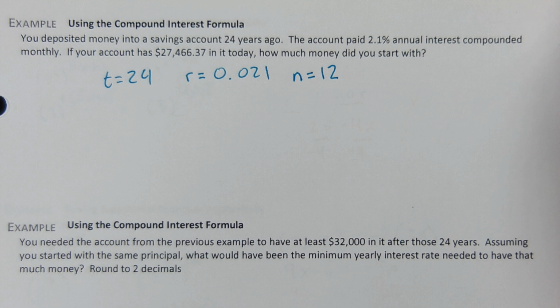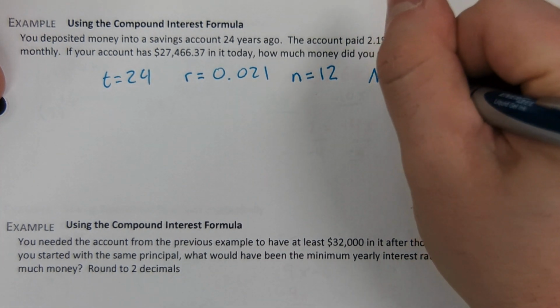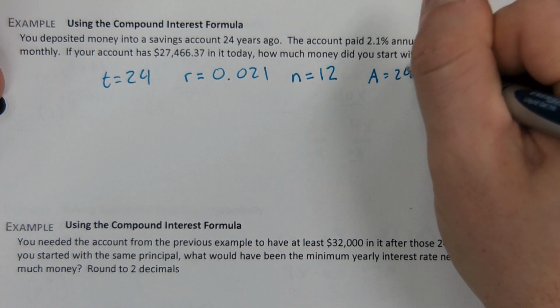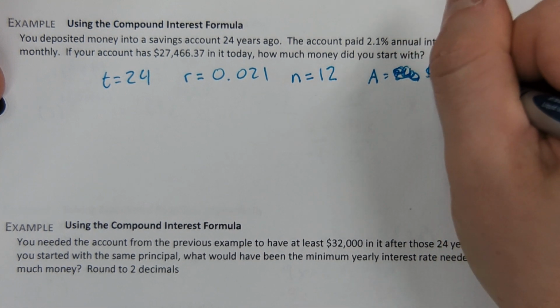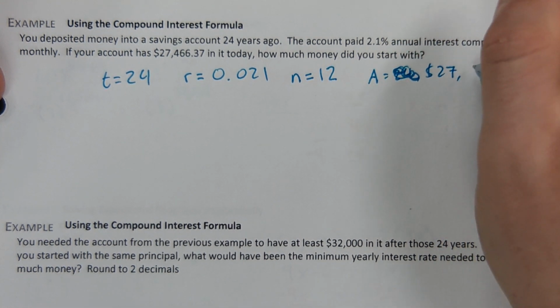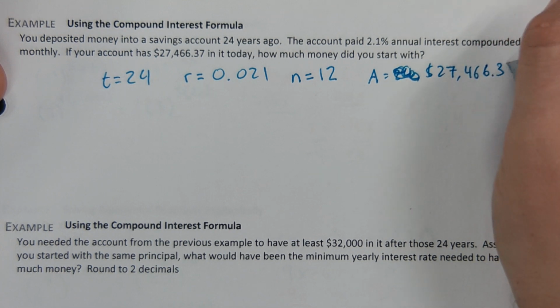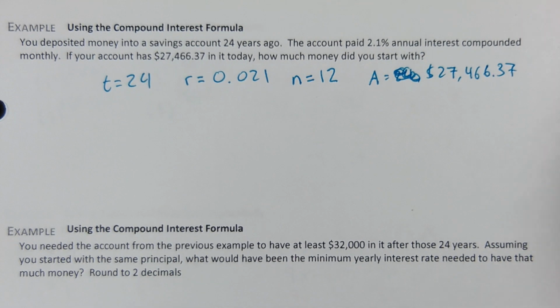Your account has $27,466.37 in it today. What letter is that? That's A. That is not what you started with. That's what you have now. Oops, it's supposed to say 27,000. It wants to know how much you started with. We're going to solve for P.